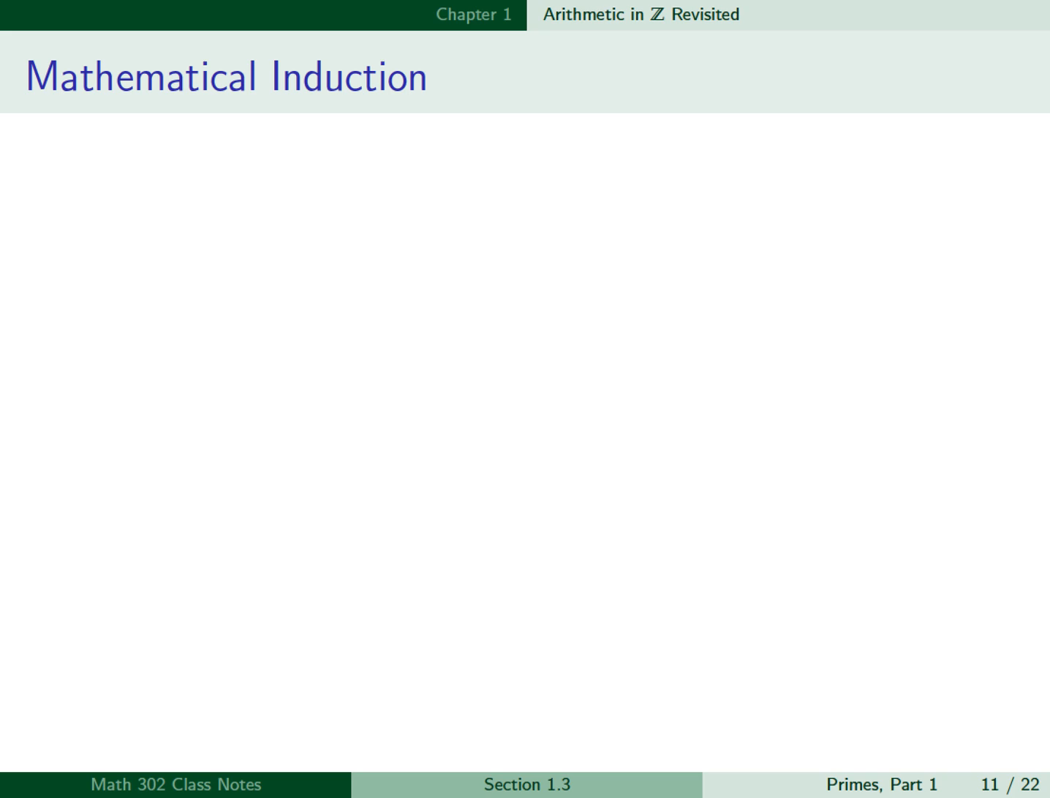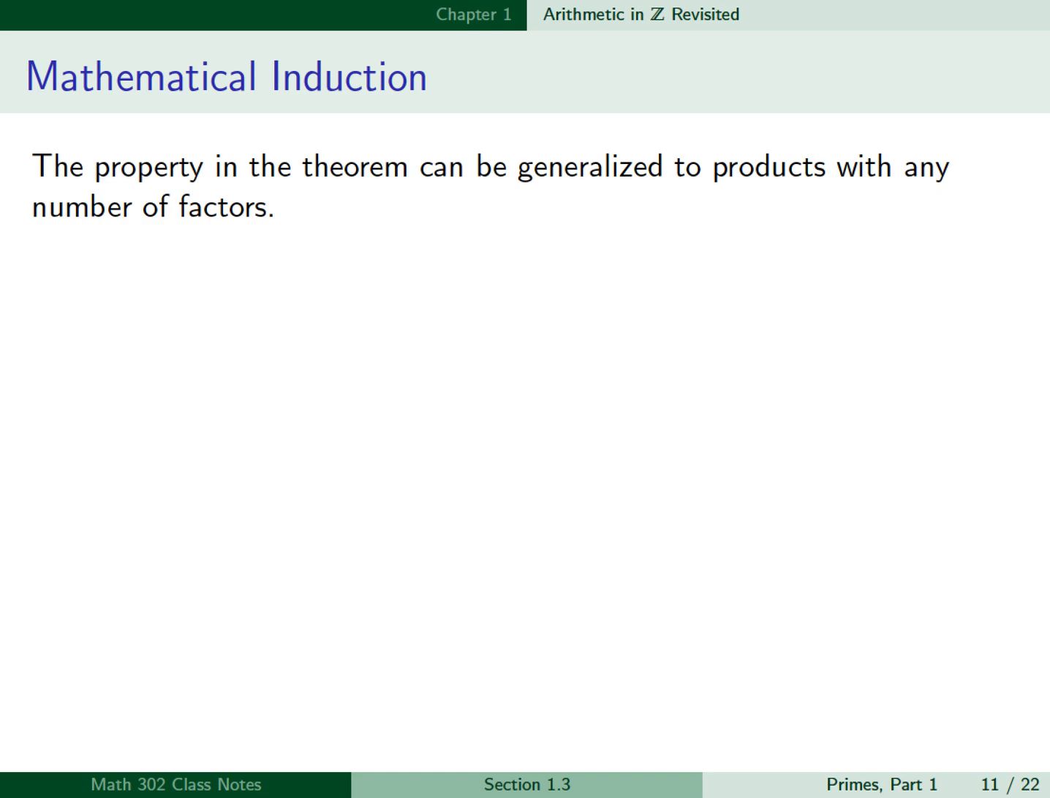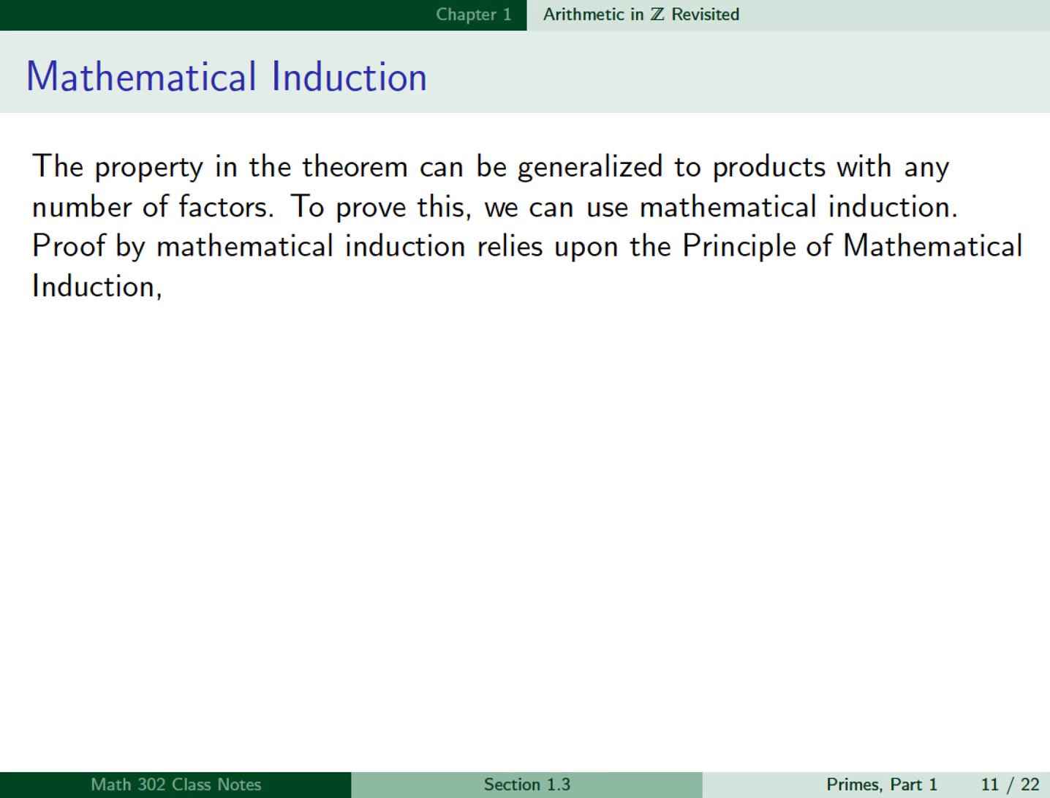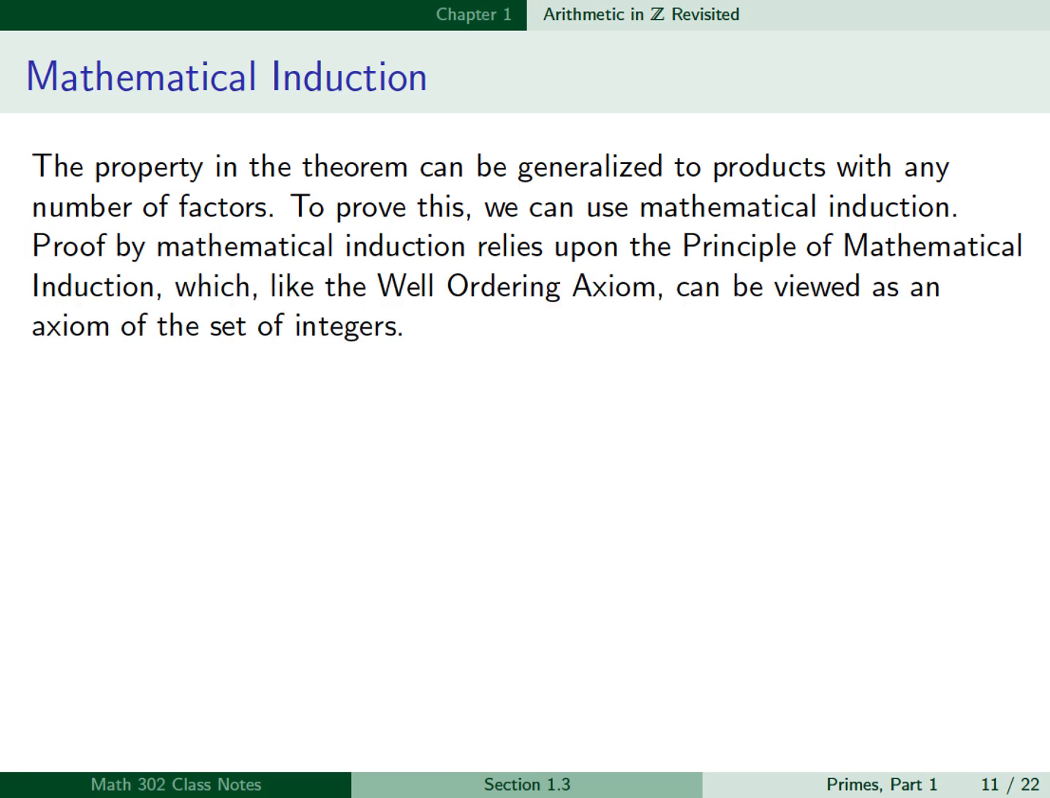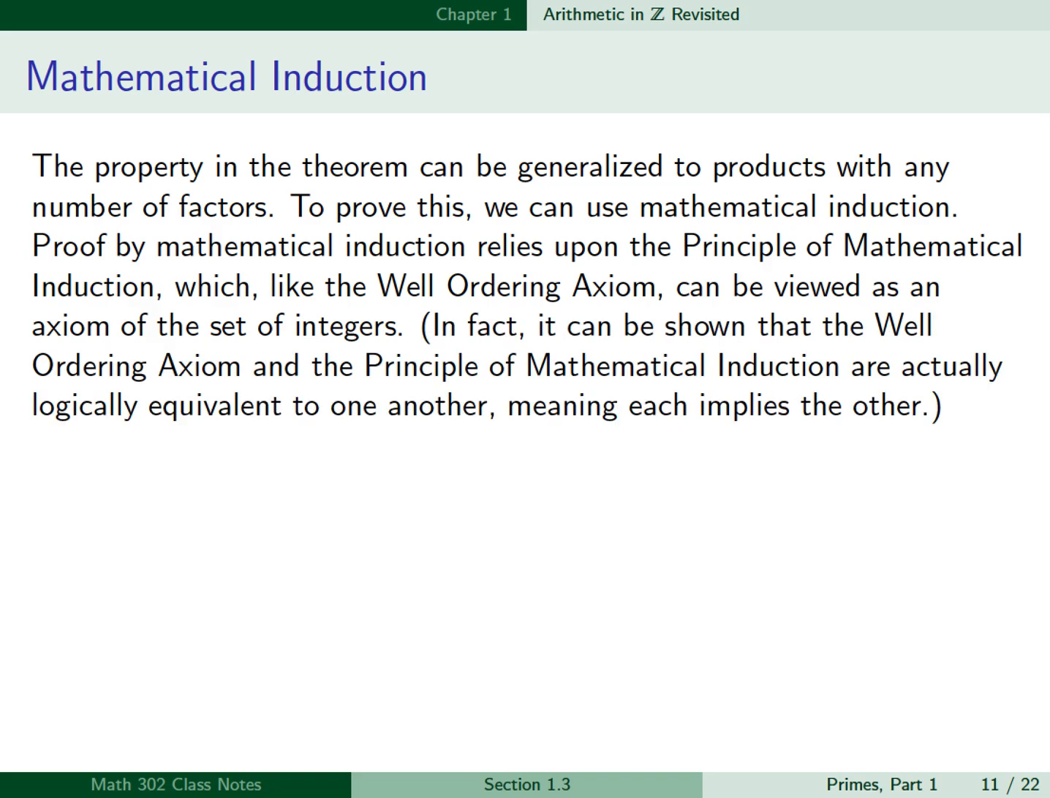Now, before we continue, we're going to review mathematical induction. The property in the theorem can be generalized to products with any number of factors. And to prove this, we can use mathematical induction. Proof by mathematical induction relies upon the principle of mathematical induction, which, like the well-ordering axiom, can be viewed as an axiom of the set of integers. In fact, it can be shown that the well-ordering axiom and the principle of mathematical induction are logically equivalent to one another, meaning that each implies the other.